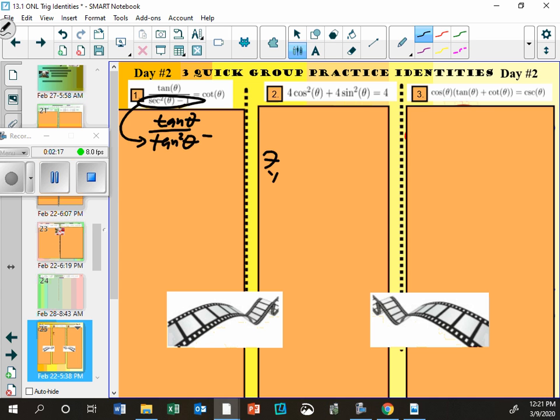There's my first step. Notice I didn't mess with the right side. Remember, you can only mess with one of the two sides. Generally speaking, you take the more complicated side and you simplify it down until it becomes the easier side.